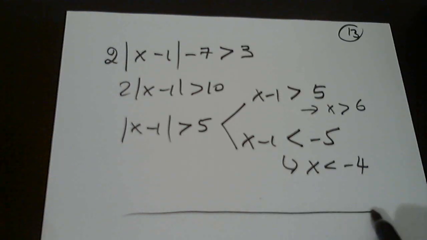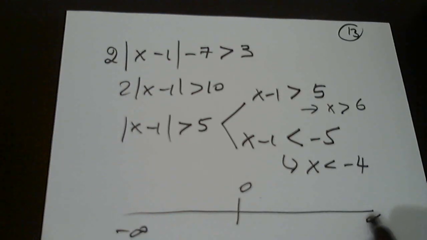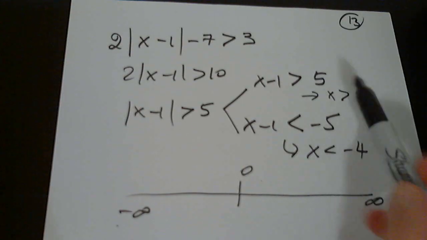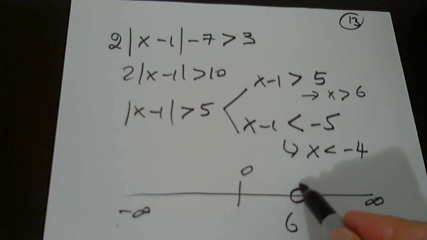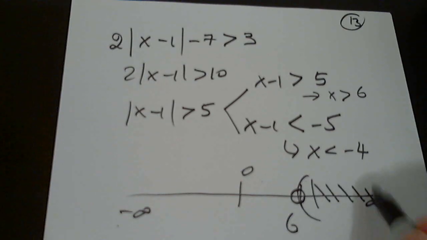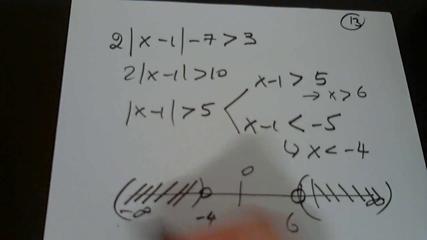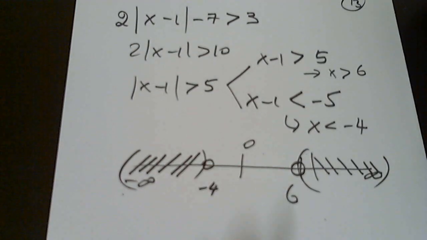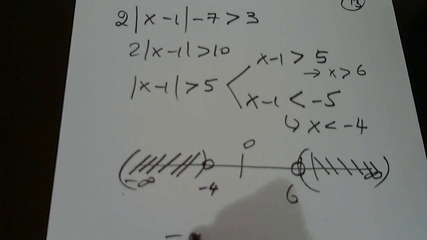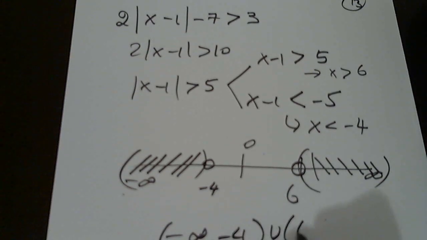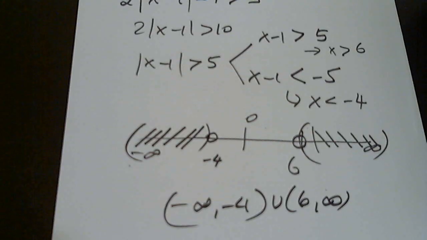So if it's easier for you to see what's happening here, let's graph it first. To the right of 6. To the left of negative 4. Negative infinity to negative 4, union 6 to infinity. Graph it first if it's easier for you to see. Is this better? Yes, thank you. My pleasure.